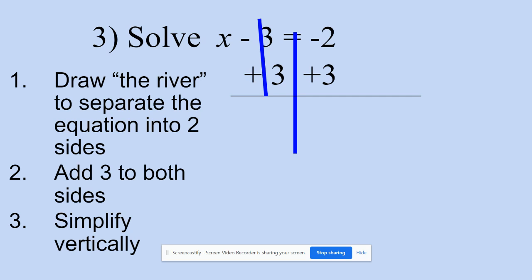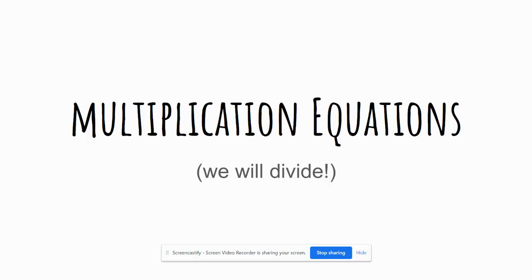The question to ask yourself is, is it going to be a positive 1 or a negative 1? Well, the way I like to look at it is I have 2 negatives and 3 positives. I have more positives than negatives. So that 1 will be positive. Positives win on that one. So x equals 1. All right, let's look at some multiplication equations.